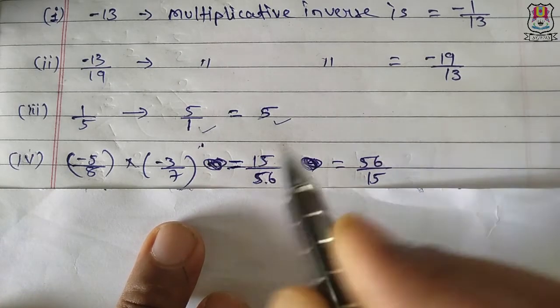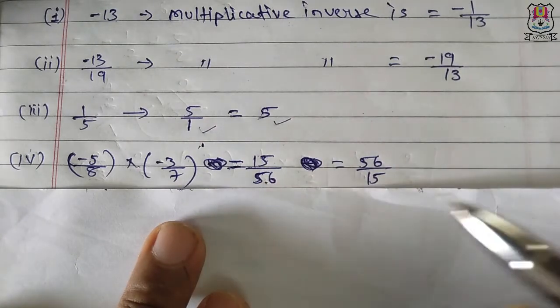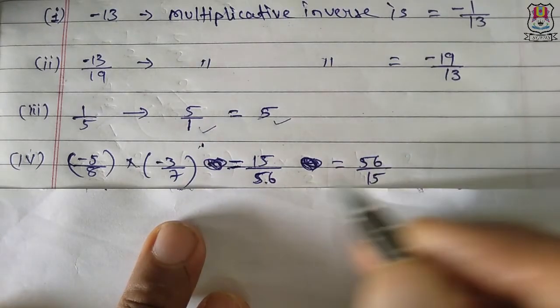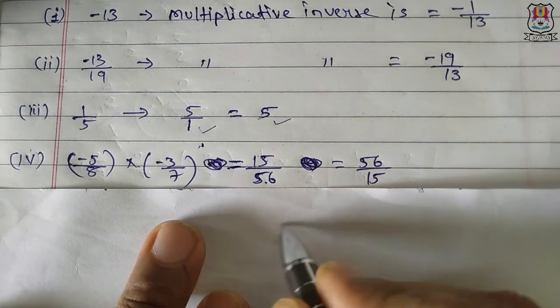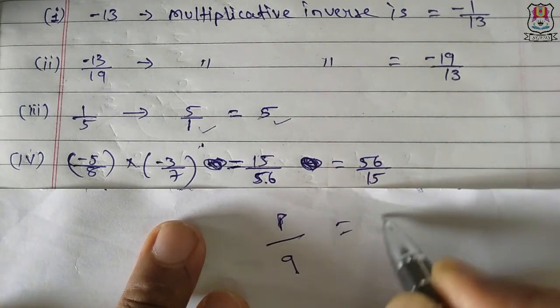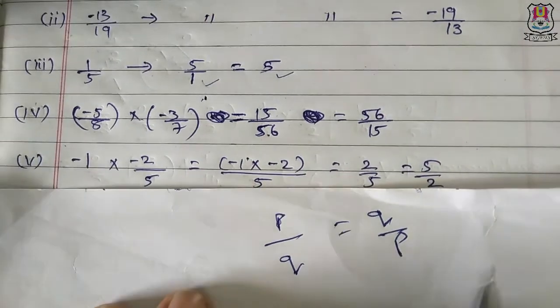Now we have to find out the multiplicative inverse of this 15 upon 56. So you can directly say that it is 56 upon 15. Just we are doing like P upon Q, it will become Q upon P. Understood? So this is called the multiplicative inverse. Same for here.